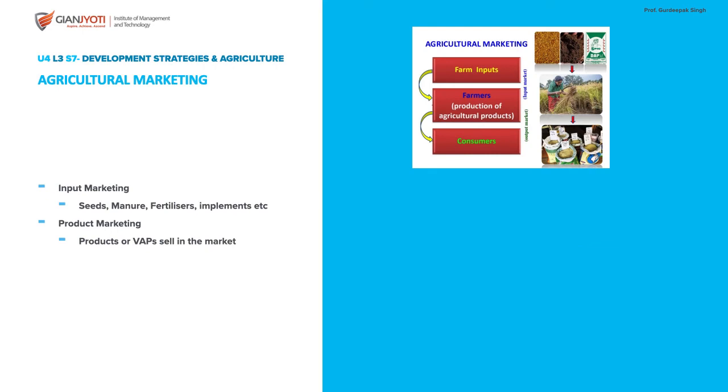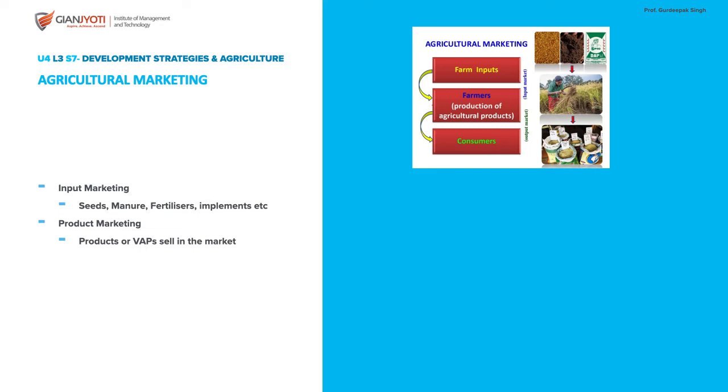So there are two aspects in agriculture which we should be looking at. One is agricultural marketing and another is the price policy. When we talk about agricultural marketing, it is of two types: one is input marketing and the other is product marketing. This diagram will explain that.